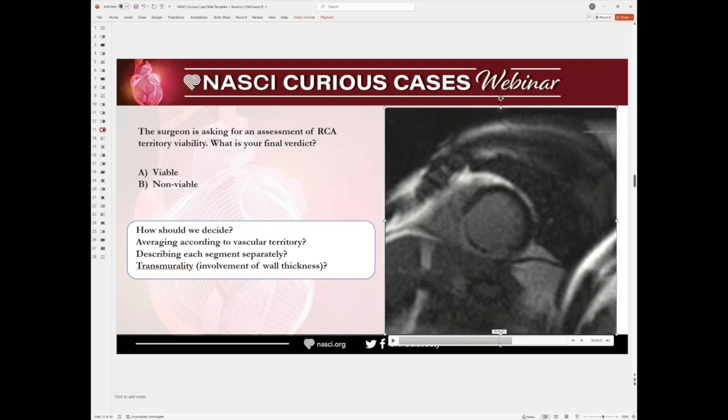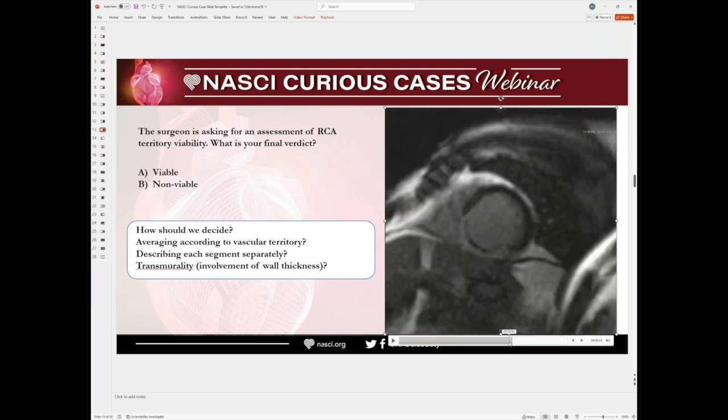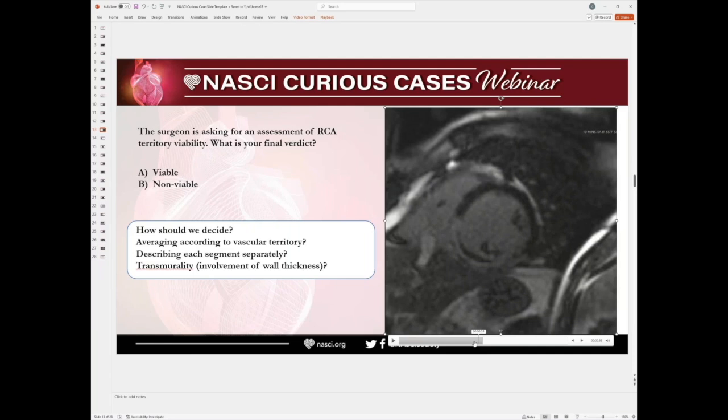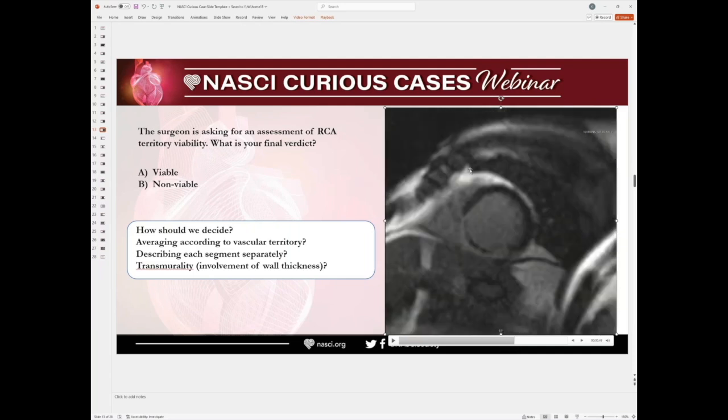Sometimes you have multifocal infarcted areas. In this case, I did the report. It was easy. I said RCA territory non-viable. The rest of the myocardium was viable. But there are sometimes multifocal areas. Then I am trying my best to summarize it according to vascular territory and give them the average. And I believe they even use the functional data. They're even using some of the nuclear medicine studies to look at perfusion.